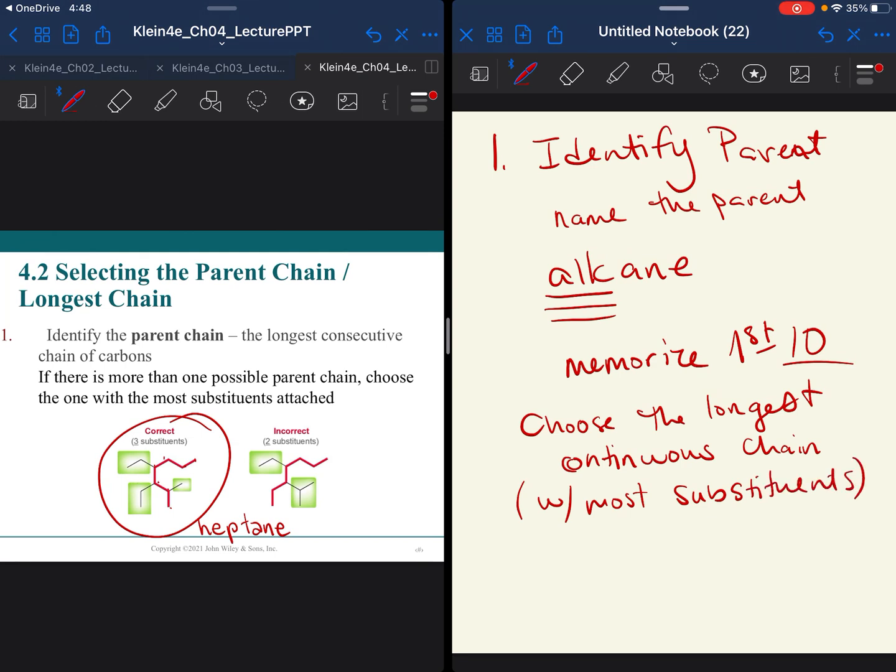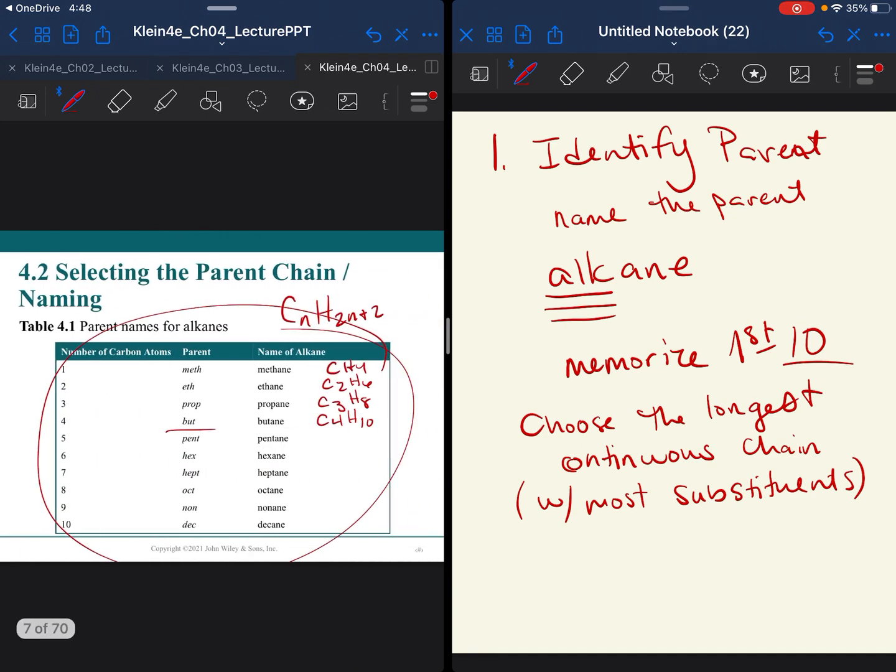Now, if you were to draw a path and you got 7 in one way and 7 in another way, and they say they both had 3 substituents, well, then ultimately it wouldn't matter. Both will come out with the same name. It's just if you have 2 different paths and they are indeed different, like we see here with 3 versus 2 substituents. So both of these would be heptane, but this would be the proper way to do the rest of the name.